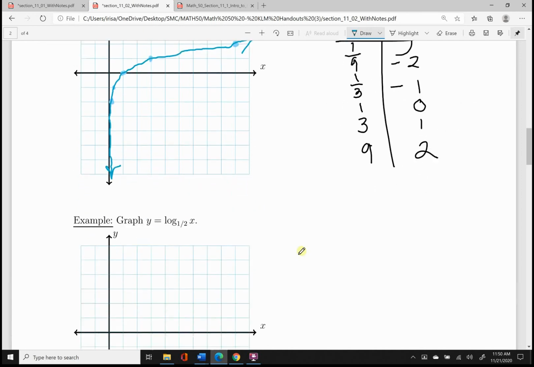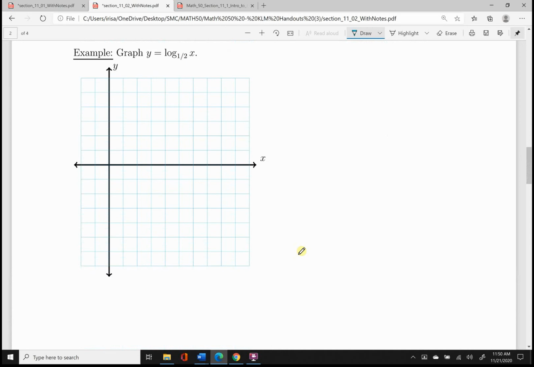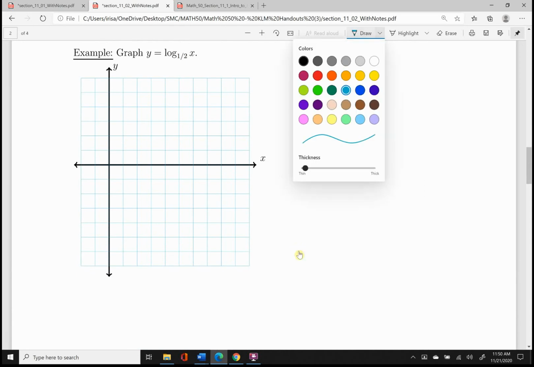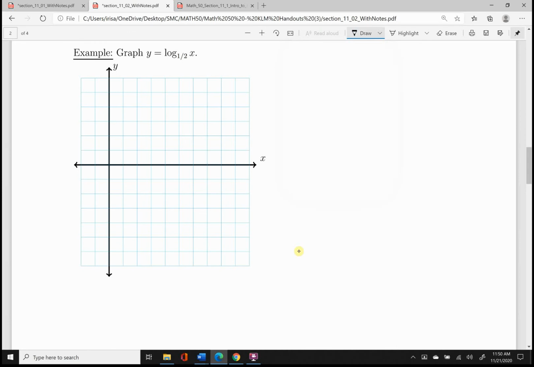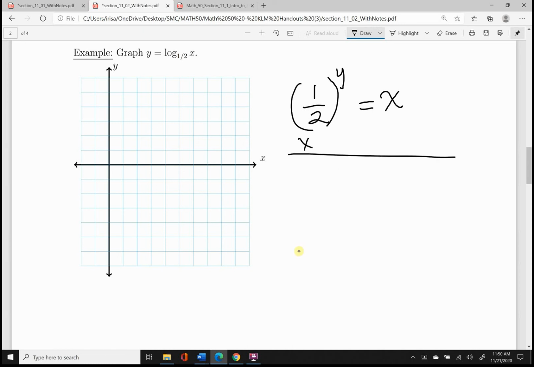Okay, now what does it look like when the base is a fraction? Let's entertain this idea. So again, let's do the mantra. The base of the log is the base of the exponential. The log's equal to the exponent, and the argument of the log is what the exponential expression is equal to. So there we go. Let's do an XY table.